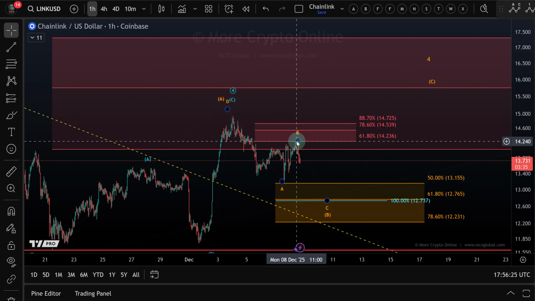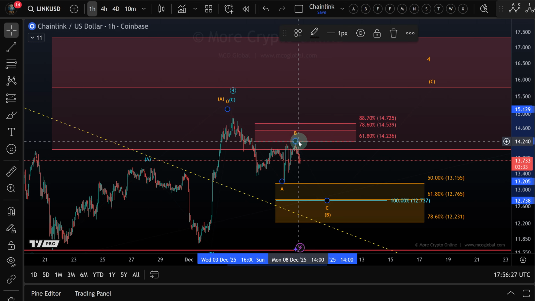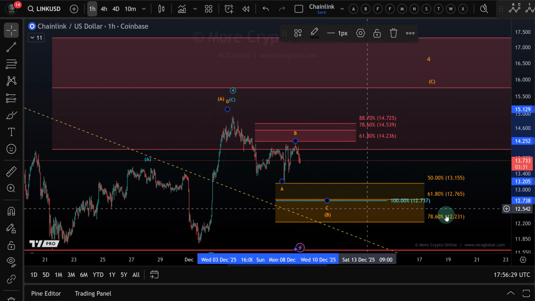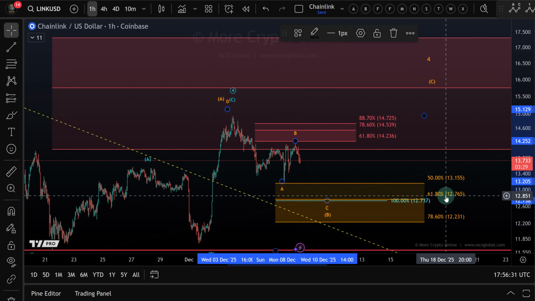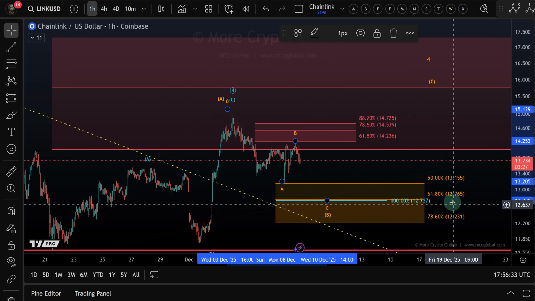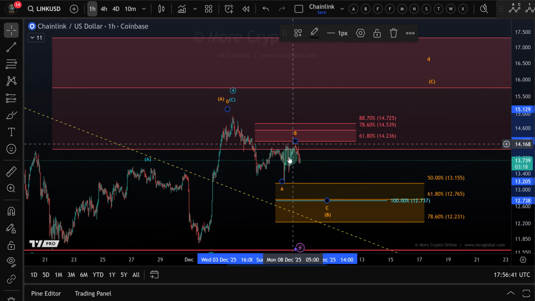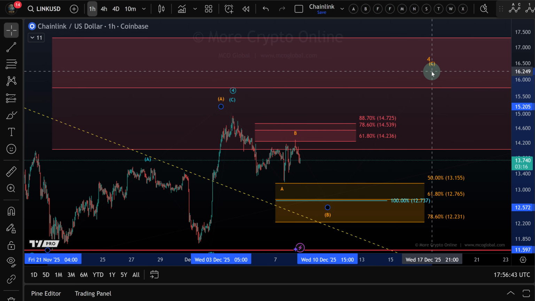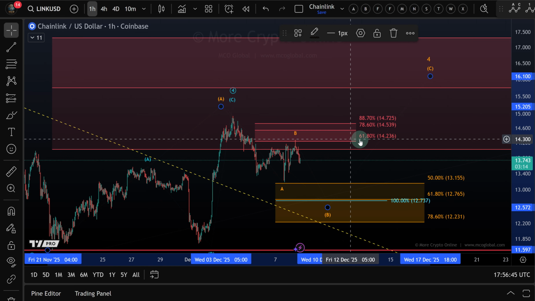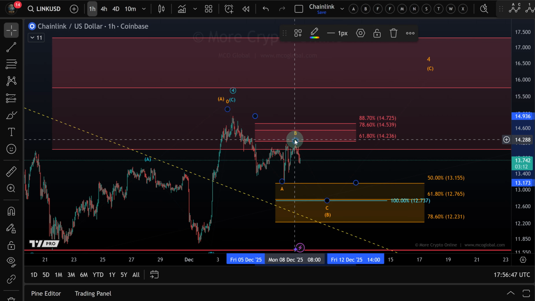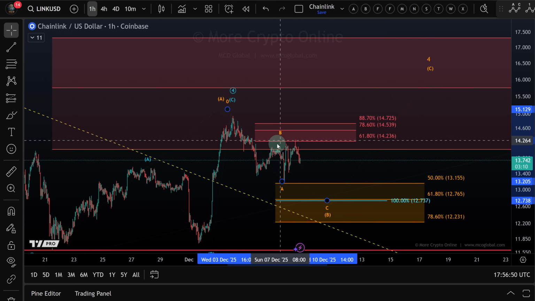But I'd say as long as the market stays below the intraday high, the pressure remains downward. And I would watch this area between 12.76 and 12.23 for a reaction. If we now break above that level, that would not immediately confirm that the C wave up has started, because we really only tested the 61.8 retracement. This B wave could extend a bit more.